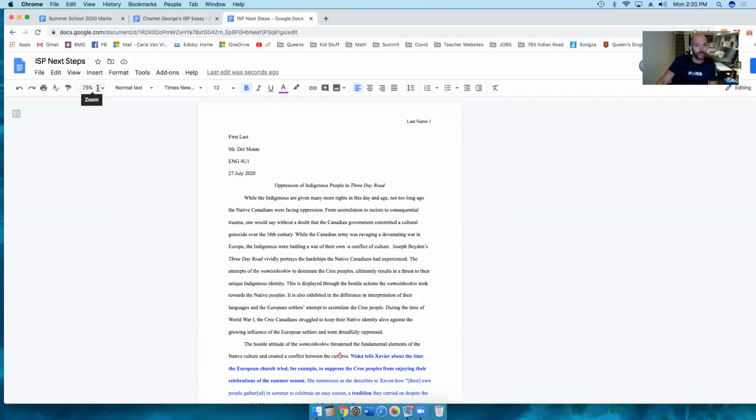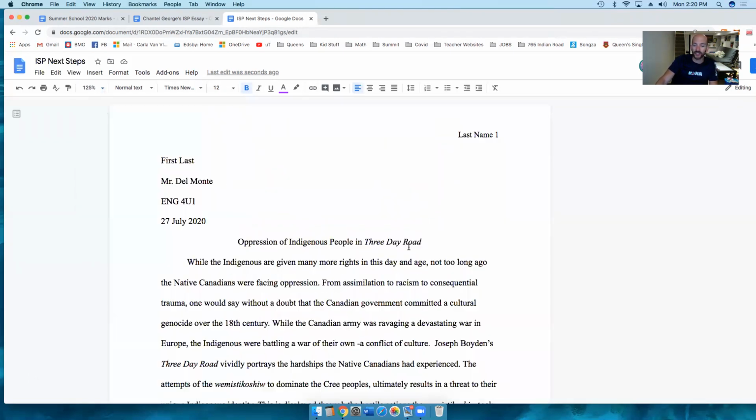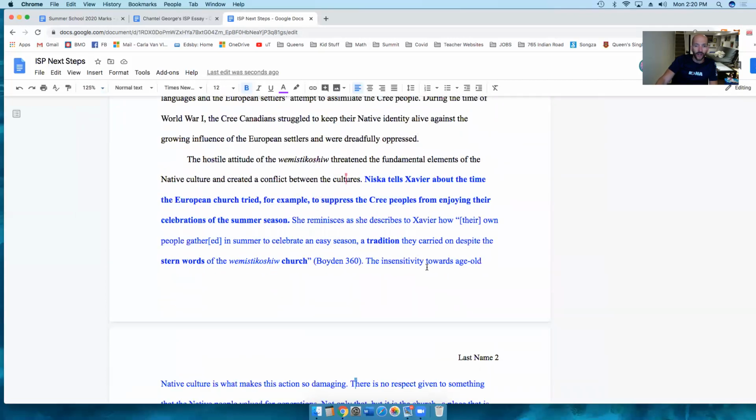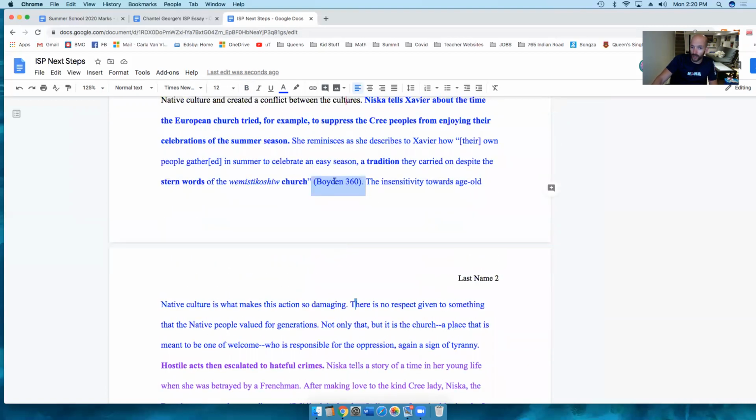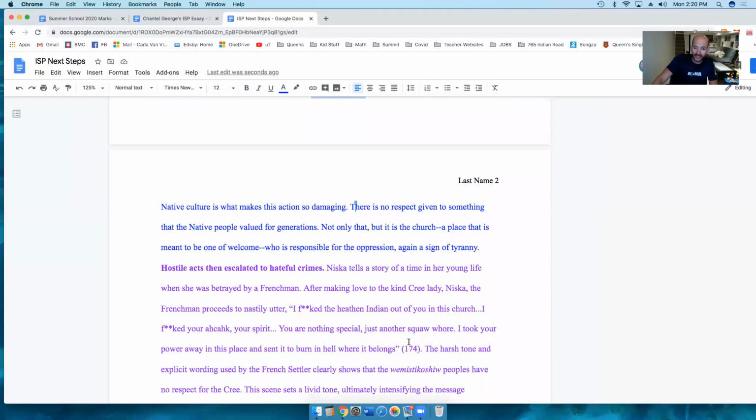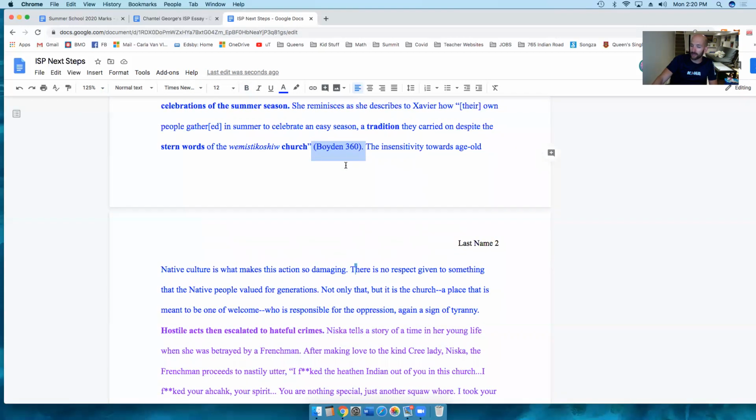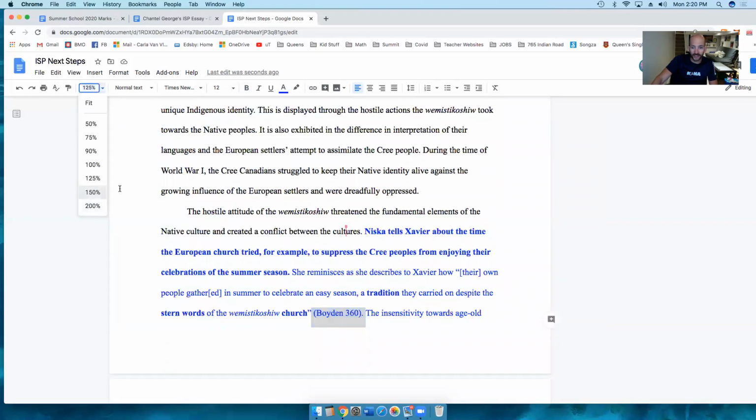Next thing I would encourage you to do is double check your citations. Okay, so you can see, for example, for each quotation you need the author's last name the first time only. So you can see Boyden 360, Boyden's the author's last name, but the next time I only need the 174. And every other time after that, you only need the number, but the first time you need it.